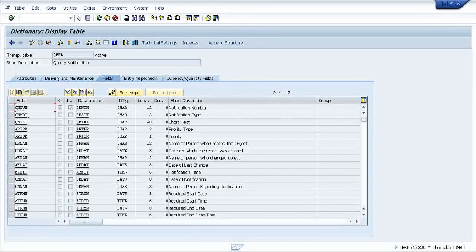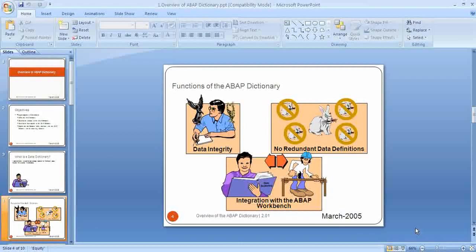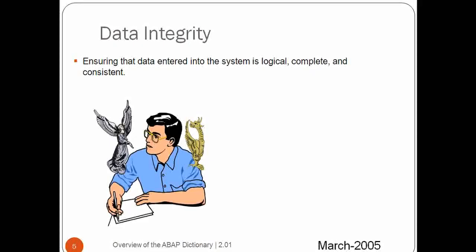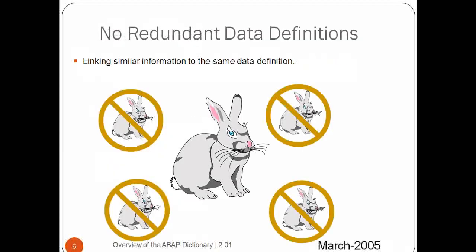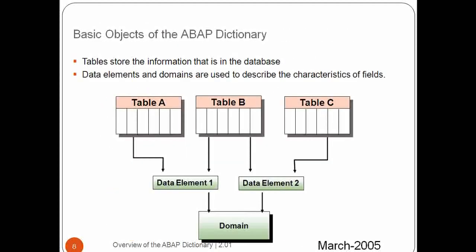It will show you this particular field is from which table. So that's what it is talking about: integration with the ABAP workbench. You can navigate from here to there. Data integrity we have covered. Node redundancy. Integration with the above workbench. You can navigate easily.